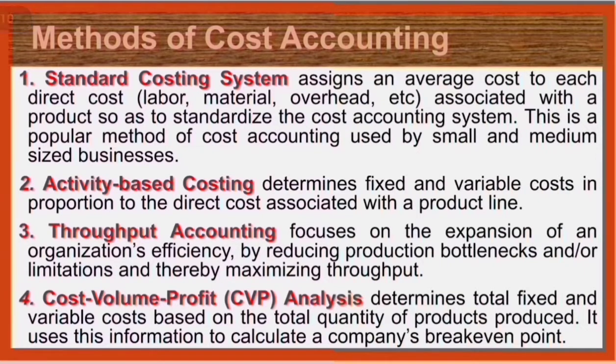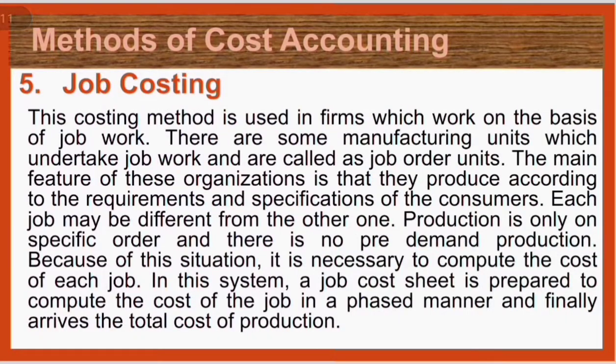Number 4, cost volume profit, CVP analysis. CVP analysis determines total fixed and variable cost based on the total quantity of product produced. It uses this information to calculate a company's break-even point. Methods of cost accounting. Number 5, job costing.